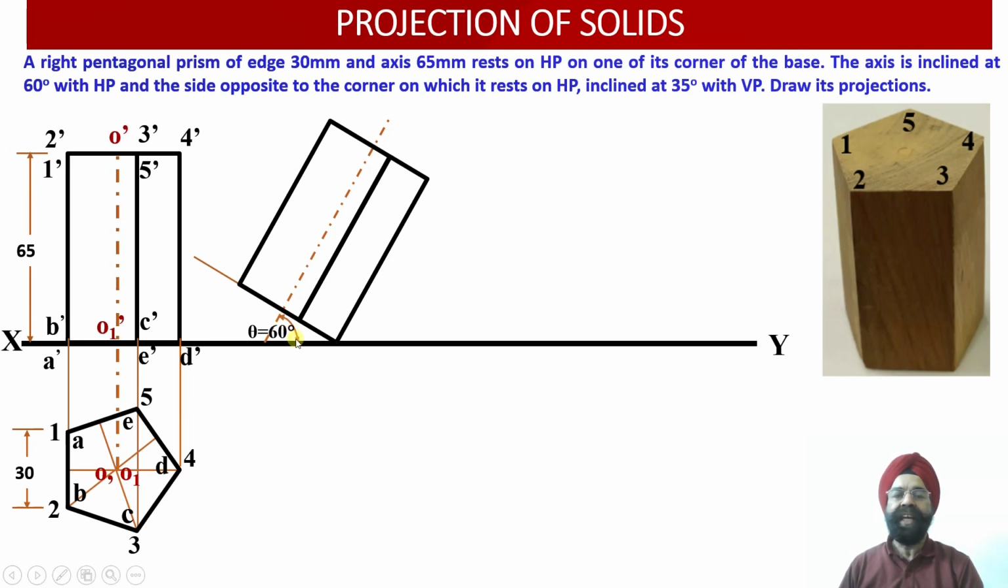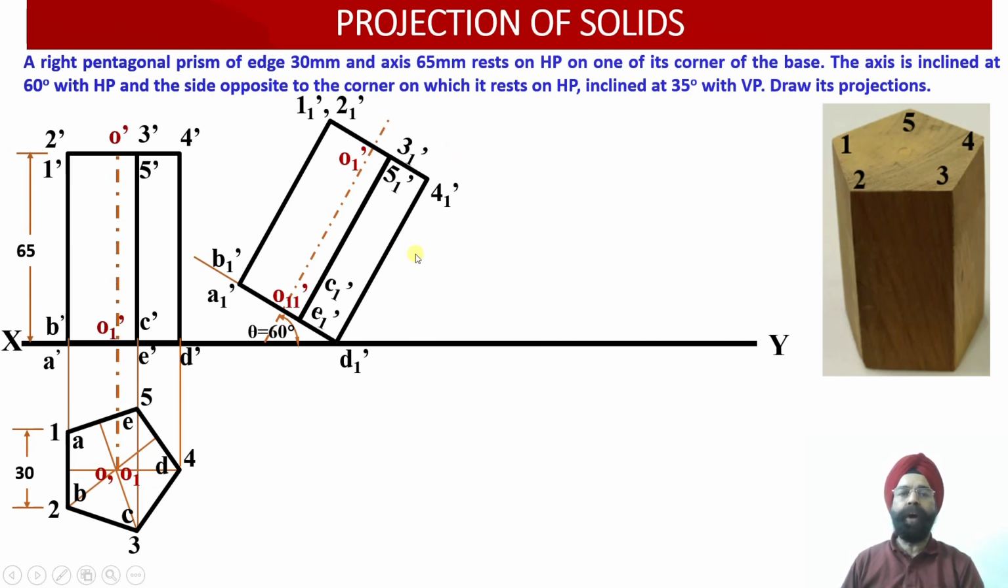and this angle of inclination of the axis will automatically be equal to 60 degree. Now once I am able to incline this pentagonal prism in such a way that it is resting on one of its corners of its base, that is D1 dash, onto the horizontal plane, and the axis of this particular pentagonal prism happens to be inclined with respect to the horizontal plane at an angle of 60 degree.